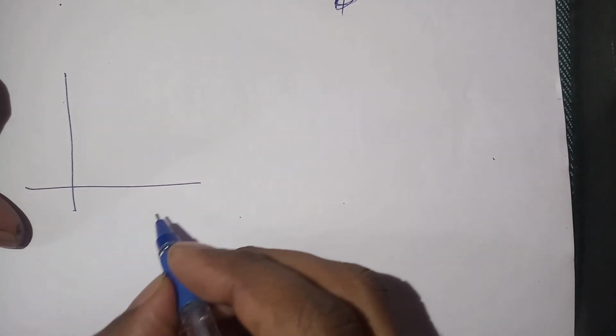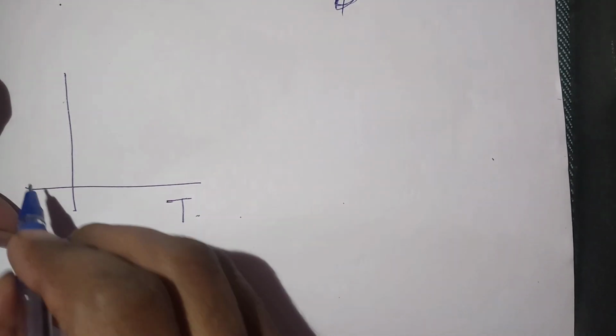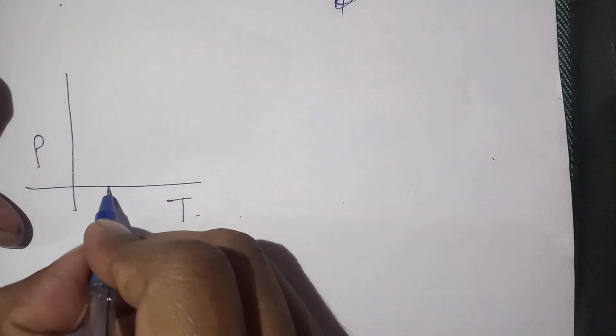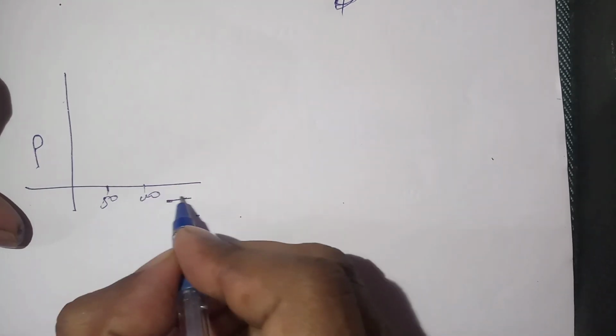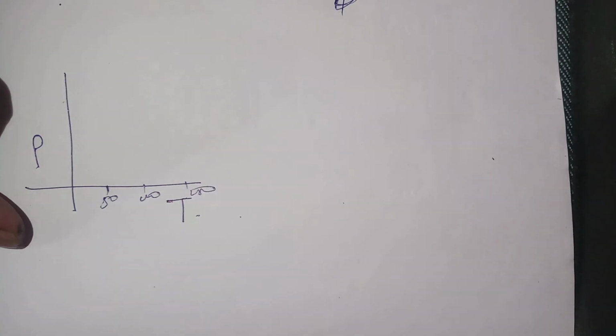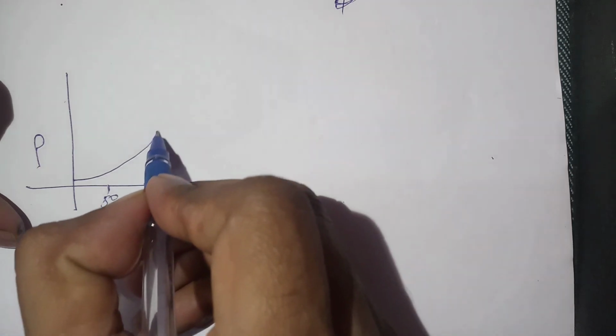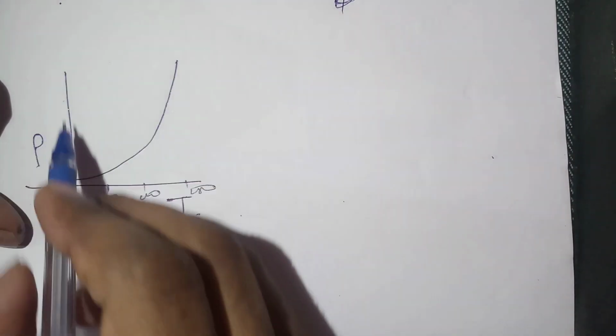Now if you see the graph for a good conductor like copper, the shape of the graph is like this. Here we have the temperature and here we have resistivity. The temperature scale is something like 50 degree, 100 degree, 150 degree. In that range you can see the resistivity increases with the temperature. So this variation is very small.